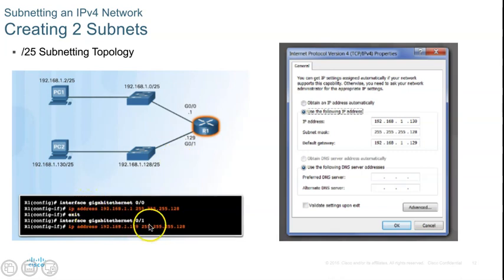You can see all the way down here that interface 0/0 got the IP address 192.168.1.1, and the subnet mask is 255.255.255.128. The other side of the network, however, got the IP address 192.168.1.129, and the subnet mask is 255.255.255.128. You need to know these networks are different. This network is not the same as this network. Although it looks the same to human eyes, it is not the same.